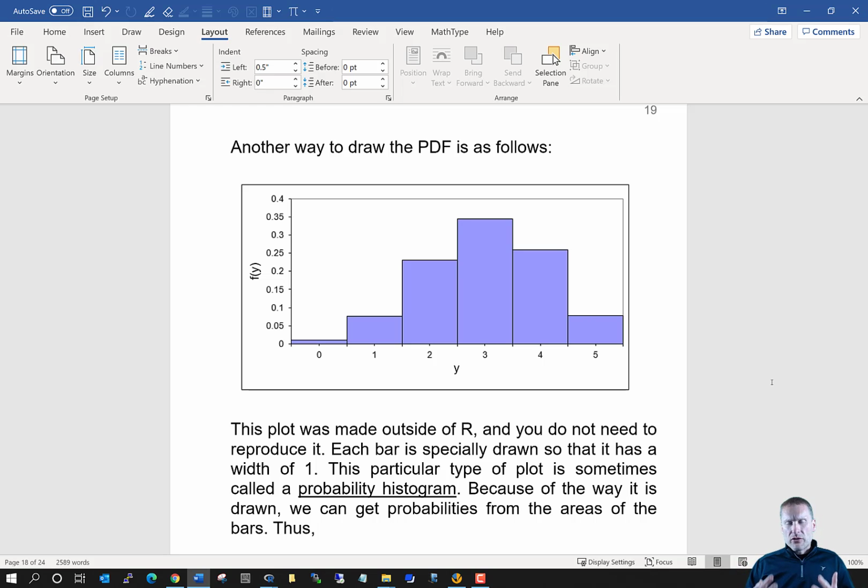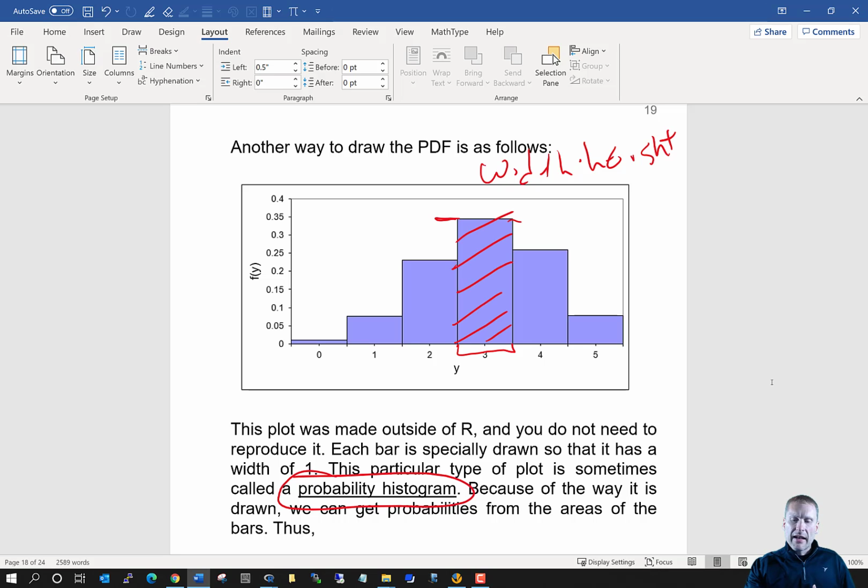And by drawing the plot like this, and this kind of plot is called a probability histogram, what I decided to do was, again, draw the height of the line that I had in the previous plot up to what f of y would be. But I also draw it in a way so that this bar now has a width of 1. And so if I use the old width times height to get the area of one of these bars, that area corresponds to the corresponding probability, 0.3456.